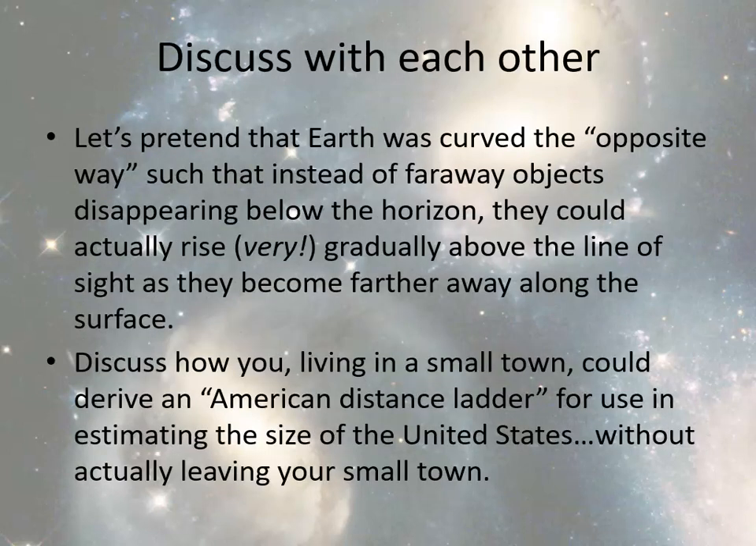So now I invite you all to pause the video and discuss, maybe with somebody around who also happens to have seen this. If you pretended that Earth, instead of having this positive curvature, such that it was curved like a sphere, was kind of inverted in a way, such that objects instead of disappearing below the horizon would actually rise very gradually above the horizon, discuss how, living in a small town, you could derive basically an American distance ladder for use in estimating the size of the United States without actually leaving your town.